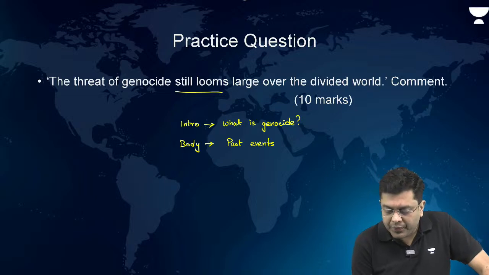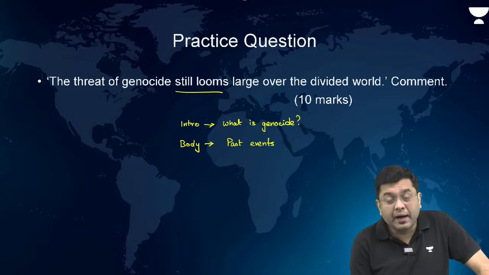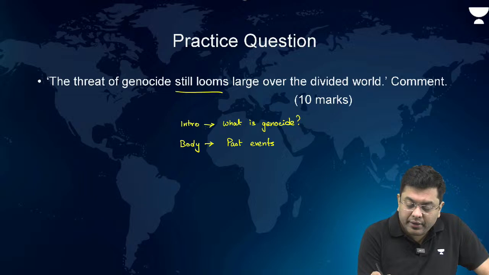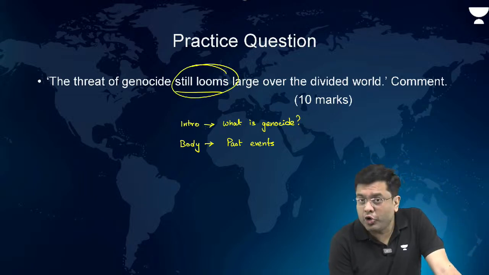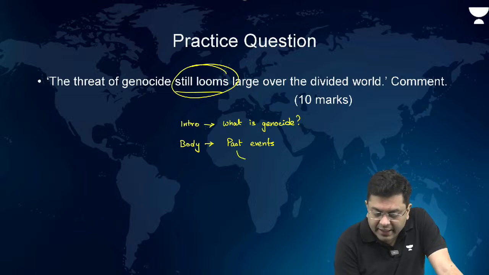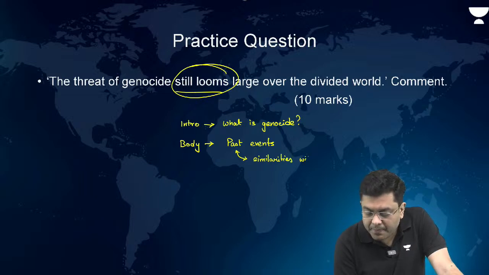Okay. Now, at this point, you have to connect with the requirement of the question. Still looms large. So here, when you talk about the past events, write a couple of sentences and 2 to 3 points about the similarities with present. Similarities with present.